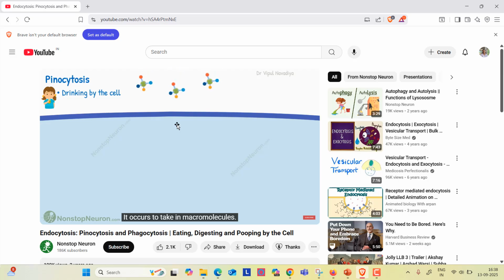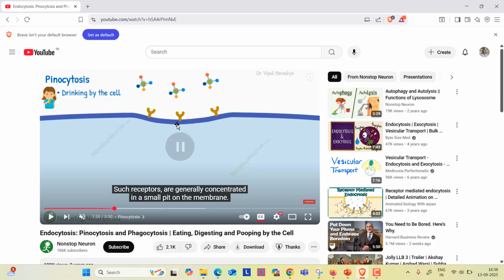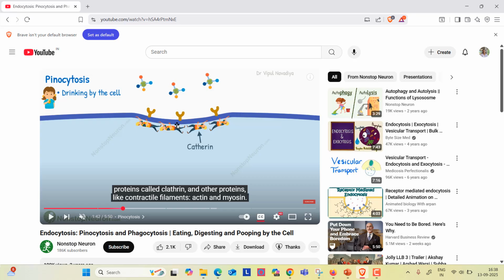It occurs to take in macromolecules. The cell expresses receptors for such molecules on the membrane, right? Such receptors are generally concentrated in a small pit on the membrane. It is called the coated pit. Beneath this pit, on the inner side of the cell, there is a lattice work of fibrillar proteins called clathrin and other proteins like contractile filaments, actin and myosin. Okay, so these are the fibril proteins.